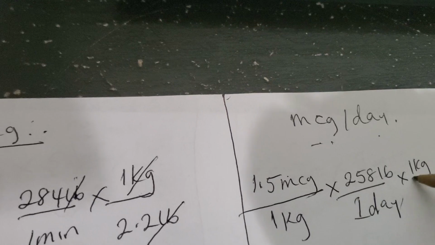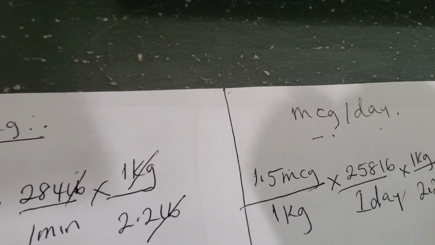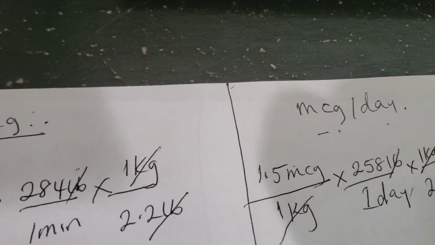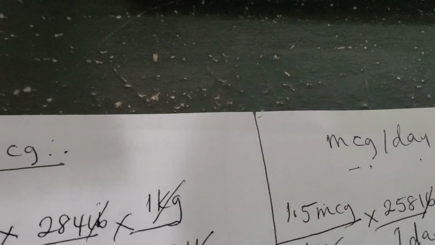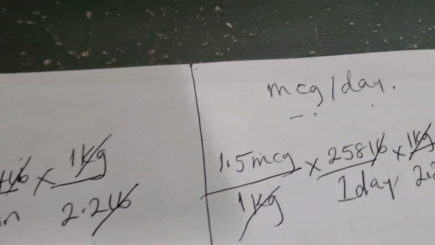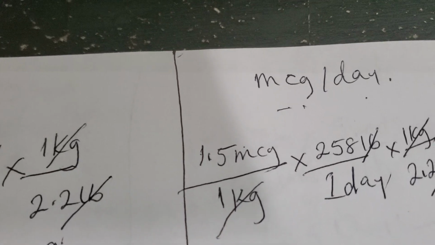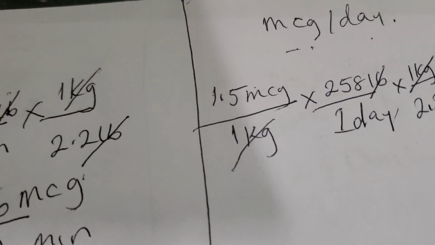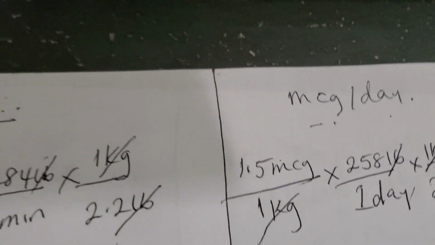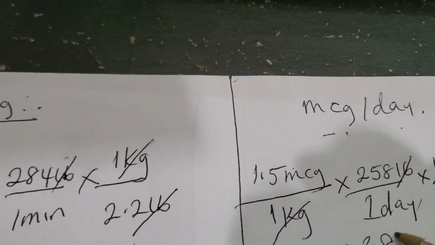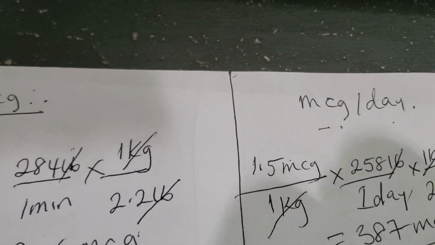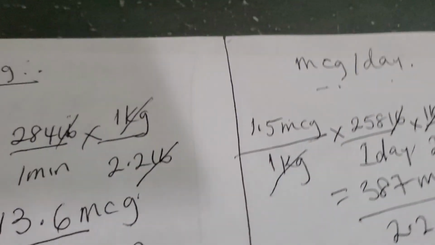Times 1 kilogram per 2.2 pounds. Pound will cancel pound. Kilogram will cancel kilogram. All right. So 1.5 times 258. 1.5 times 258 is what? That gives us 387 microgram over 2.2, and then there's a day that we have to add.